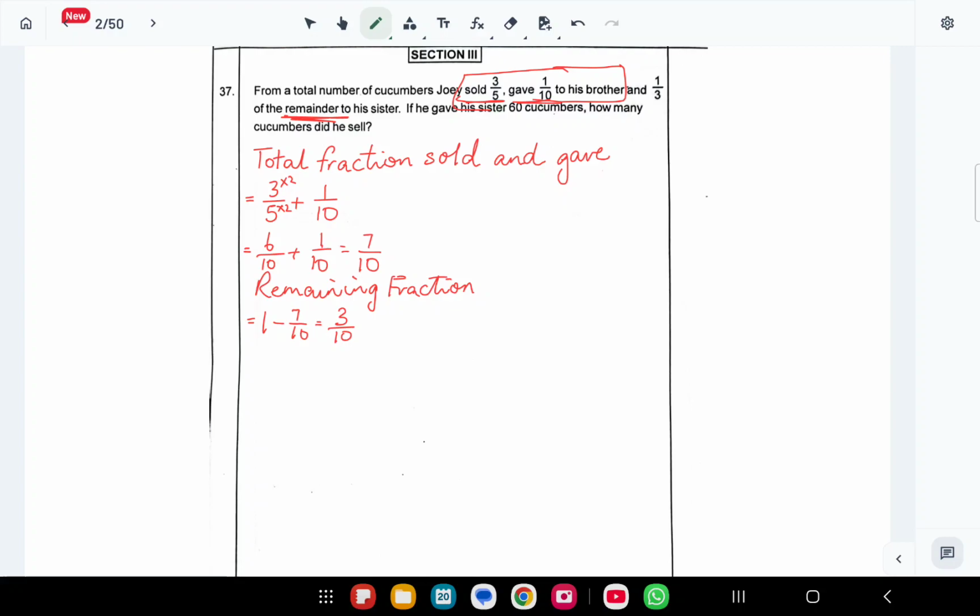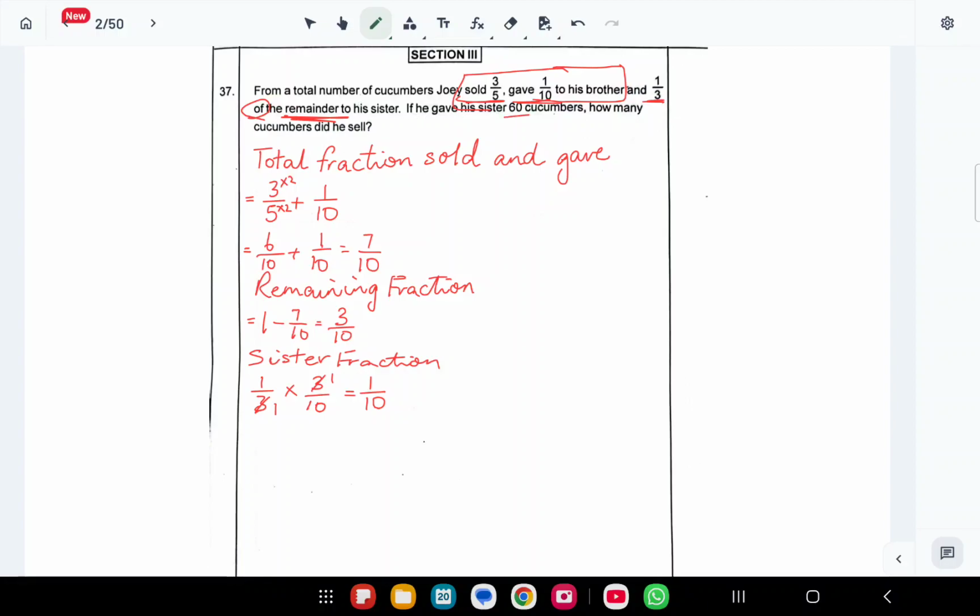Now we can calculate what fraction he gave to his sister, because we said 1/3 of the remainder. Of means to multiply. So the sister's fraction would be 1/3 of, meaning multiply, the remainder, which we just found out, which is 3/10. So we could say 3 going into 3 one time, 3 going into 3 one time. So that will give us 1/10. We know that his sister received 1/10 of the total.